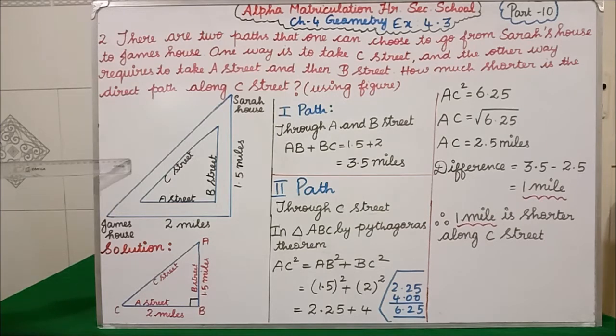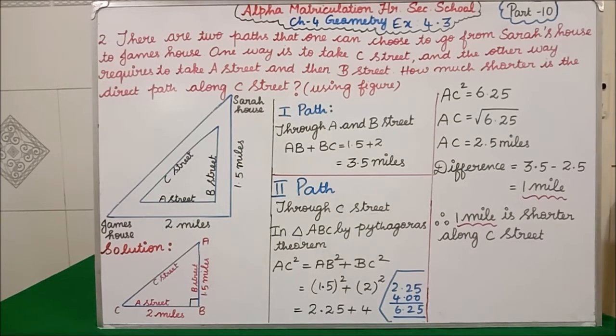This is the diagram which is given in your book itself. Now we'll see the solution. The same diagram I have drawn using a right angle triangle. See here, A street is there, I also have written A street. Here B street, I have written B street. Here C street, I have written C street. Here this side is what? 1.5 miles.